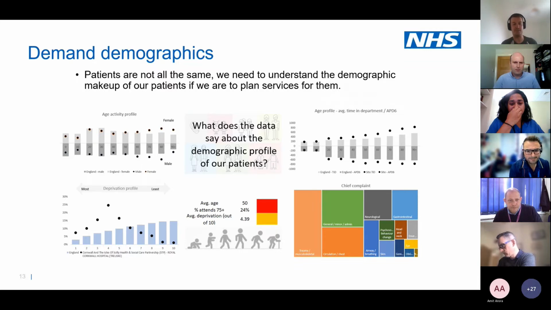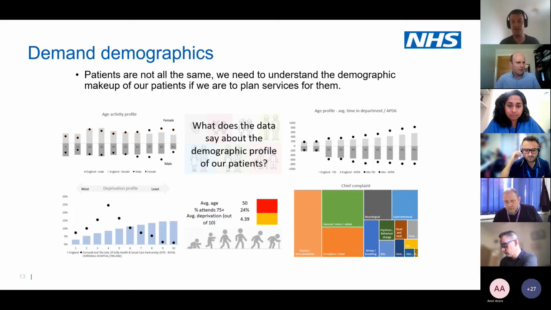Now, the graph that I absolutely love around this is the graph in the top right-hand corner. What we can see is the bars are the England position and the dots are for, I was just making sure that I didn't highlight the trust that I was working with. What we can see is that there is a significant variation in the amount of time that a patient is in a department based on their age.